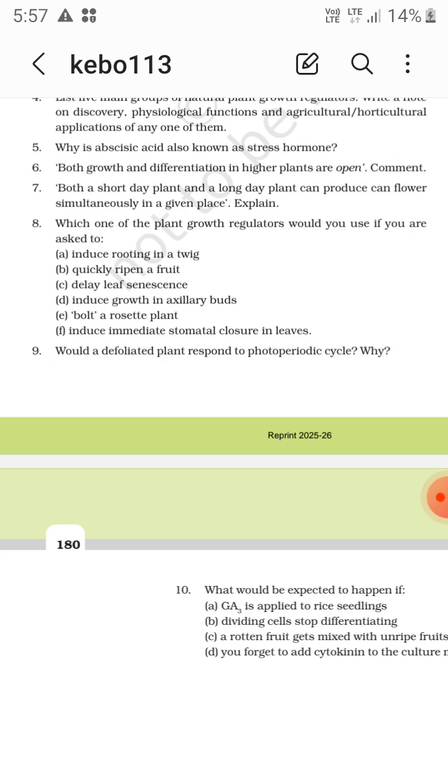Now, both a short day plant and a long day plant can flower simultaneously in a given place. So just remember this line, that both short day plant and long day plant can produce flowers simultaneously in a given place, right?